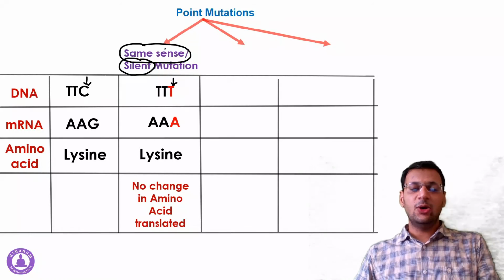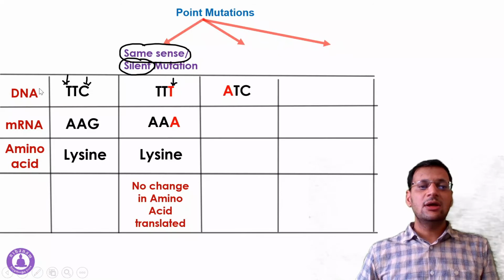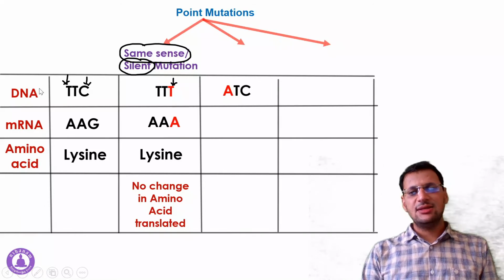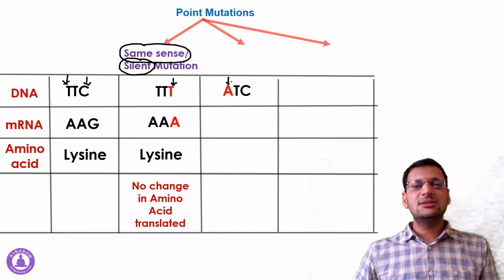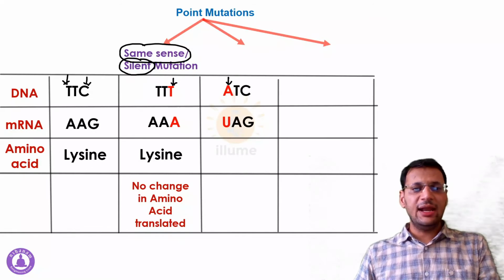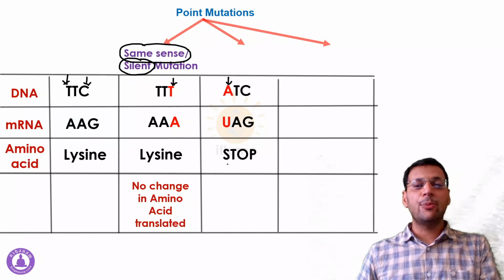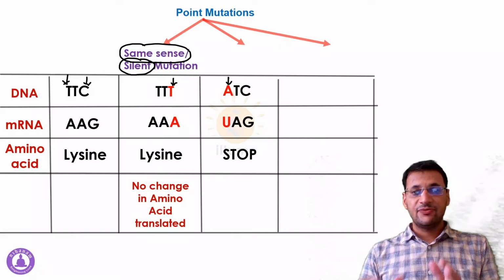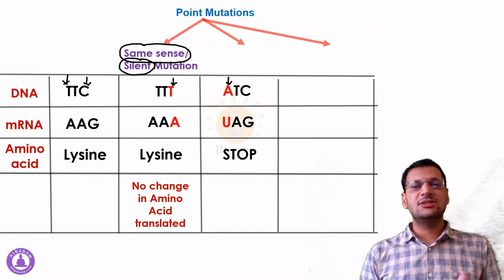Let's look at the other one. In this case, I have changed the first nitrogenous base and A has substituted T. Now this DNA sequence will code for an mRNA which would be read out as UAG, and UAG we all know is a stop codon. That means what this mutation has done, this mutation has stopped the process of translation.